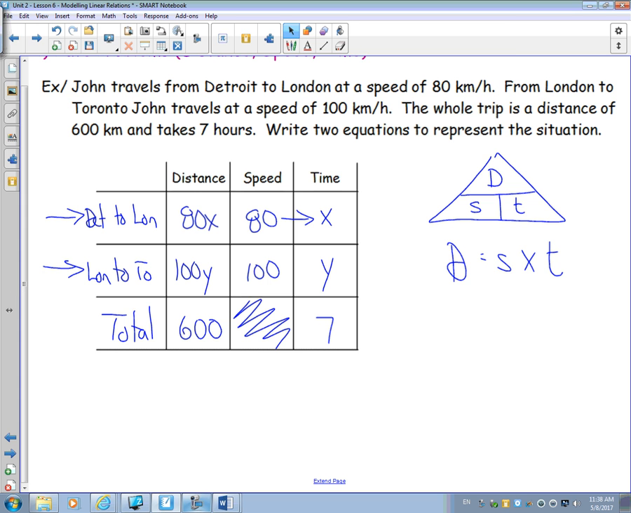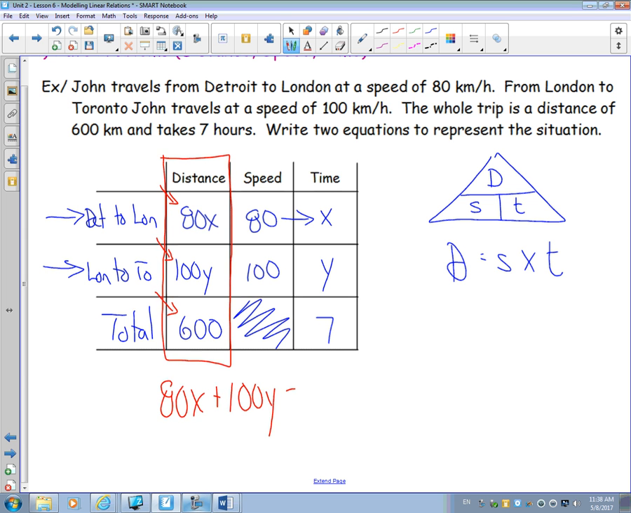My equations come from this table. They come from the columns. Part of the distance was 80x. Part of it was 100y. Altogether was 600. So in other words, 80x plus 100y equals 600. Part of the time was x, part of the time was y, the total time was 7. So in other words, x plus y has to be 7. There's our equations. This table makes my life really easy because it organizes it and it gives me the equation without having to do a whole lot of thinking.